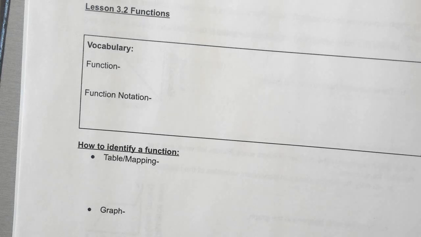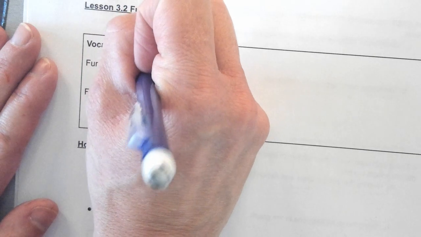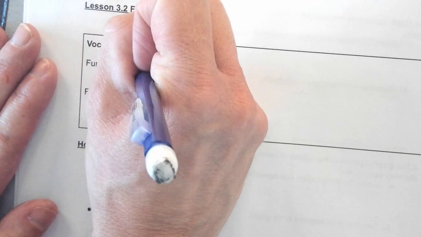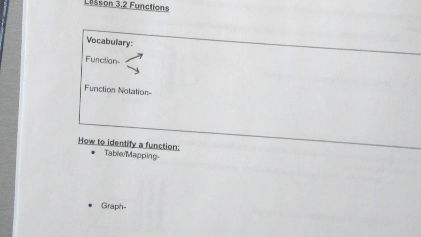Alright, so the first thing we've got is what is a function? So, you want to give me your definition? Yeah, go ahead. A function is where each x input has only one y input. Yes. So there are two ways to think about a function, and let's go in two different directions here.